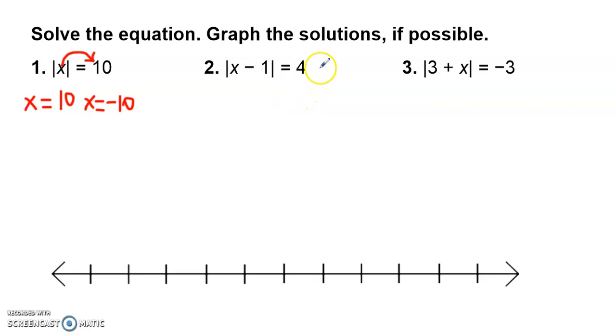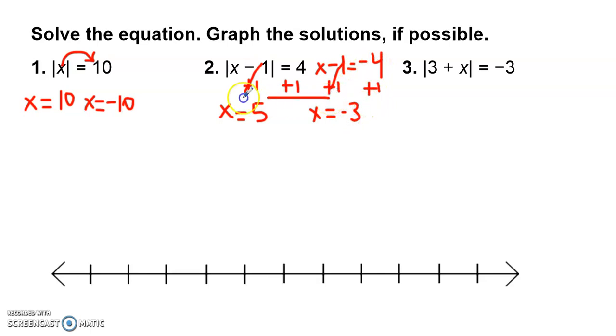Alright, for this one, our other equation is x minus 1, and then this is 4, so we need to do x minus 1 equals -4. Alright, so we're going to add 1 to both sides of our equation. So those will cancel. We have x on this side, 4 plus 1 is 5. Over here, these cancel, so we have x equals negative 4 plus 1 is negative 3.